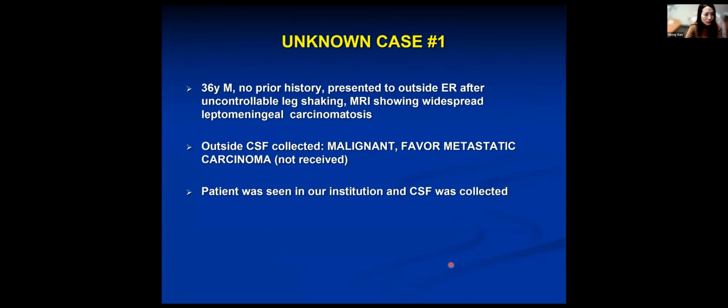So let us start with a case. This case is a CSF from a 36-year-old male with no prior history, who presented to an outside ER because of some neurological symptoms. Brain MRI showed widespread leptomeningeal carcinomatosis. The outside institution got a CSF collected and signed it out as malignant, favor metastatic carcinoma. The slides were not sent to us. The patient presented to our institution and we collected the CSF.